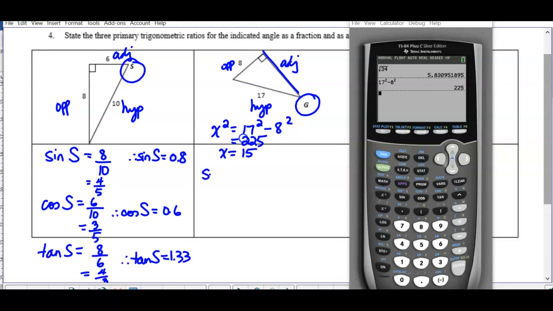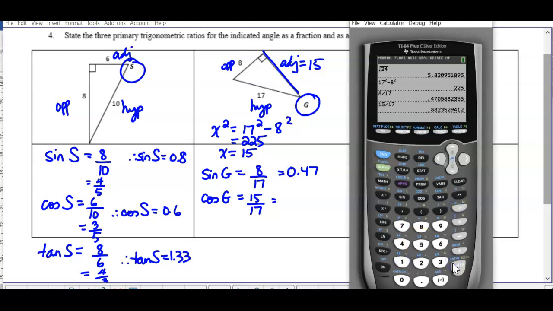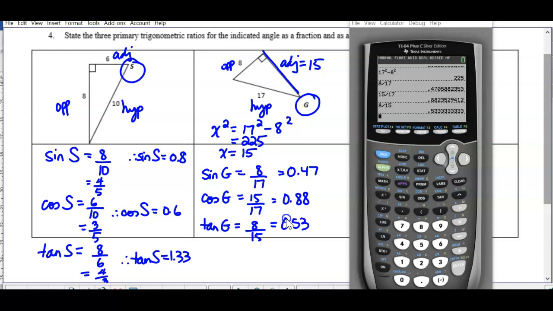Okay, so now sine of G. Sine of G is opposite over hypotenuse, 8 over 17. Can't be reduced. Let's show it as a decimal. 8 divided by 17, nearest hundredth, is 0.47. Cos of G is adjacent over hypotenuse. So 15 divided by 17, 0.88. Tan of G is opposite over adjacent. 8 divided by 15 is 0.53, repeating, so it rounds to 0.53.